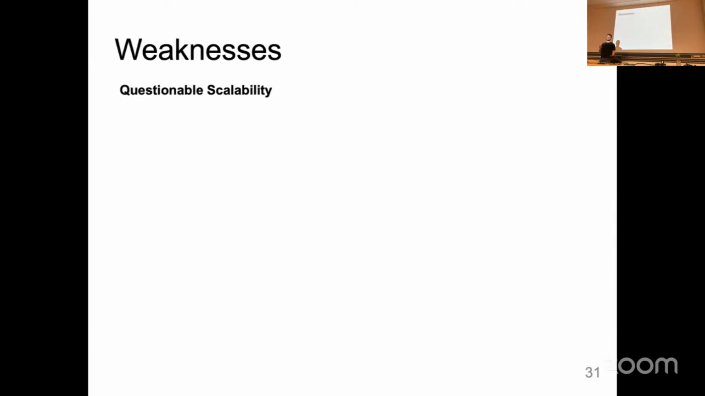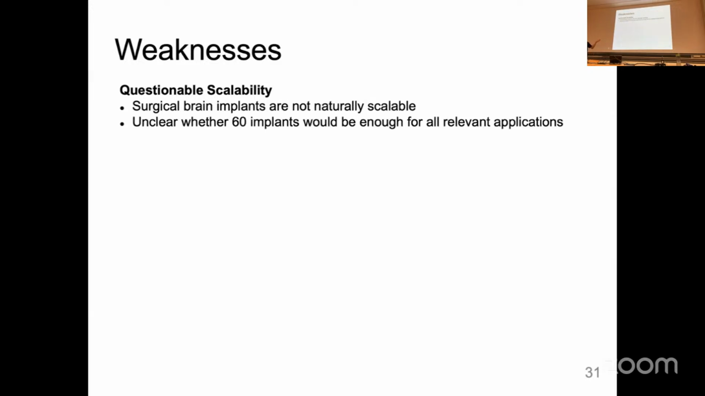All right, then for the weaknesses. Scalability is a bit questionable, because implanting processors into a human brain is naturally not very scalable. It's not clear whether 60 implants is enough for everything, if we would gain significantly more with more implants, and also how feasible it is to even implant 60 implants. At some point we cannot scale further, right? At some point there's just no space, I guess.